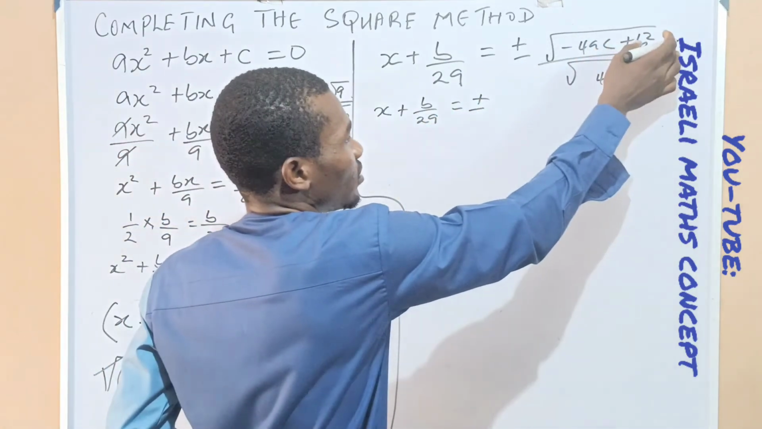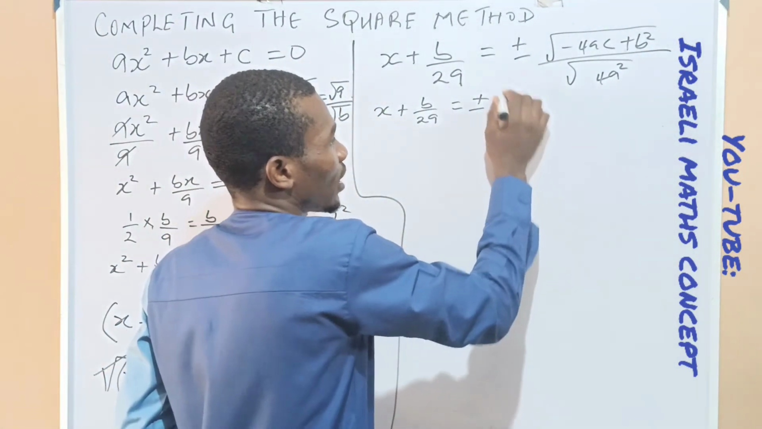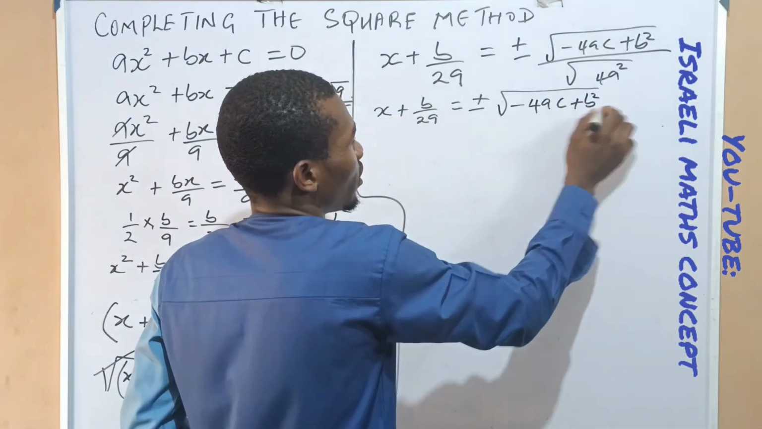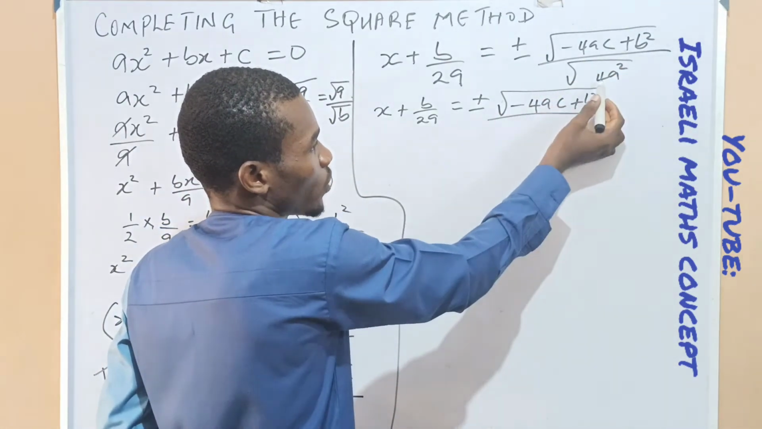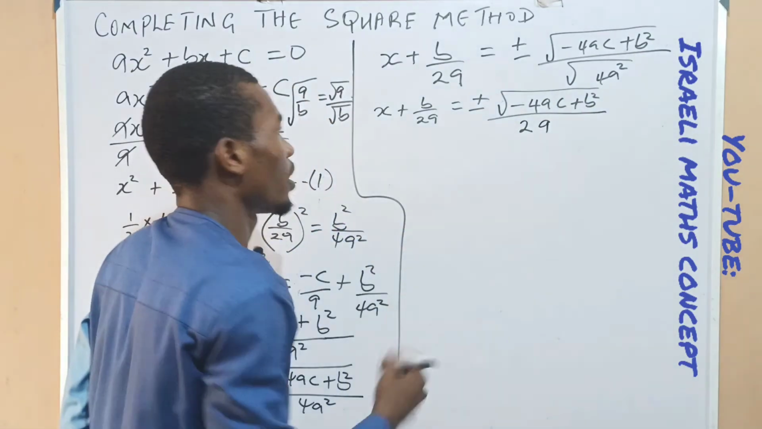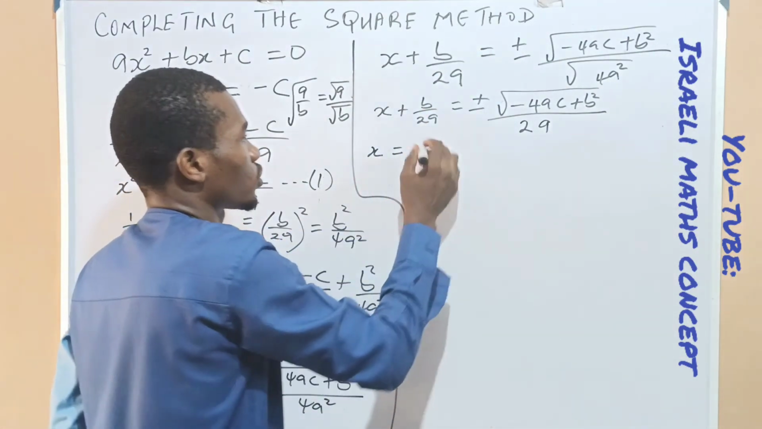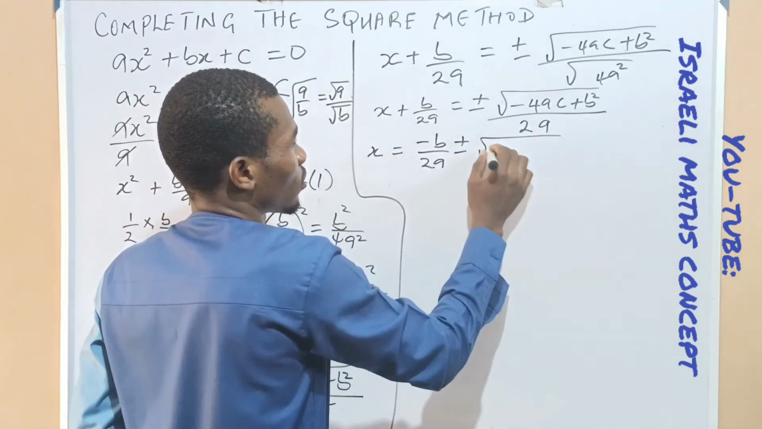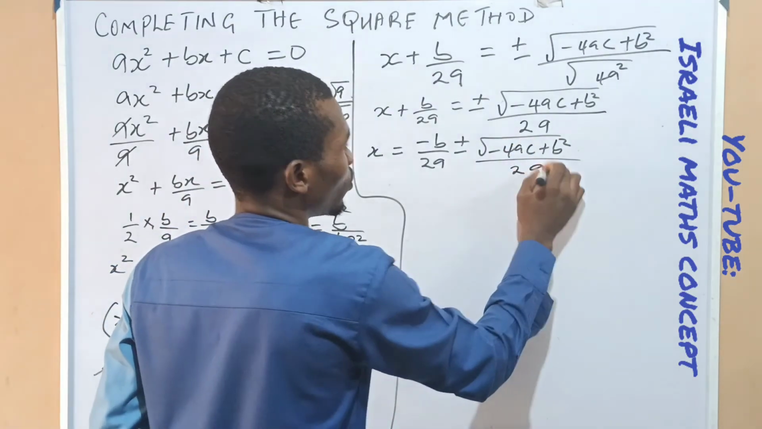We cannot find the square root of this given numerator because it will be difficult for us. Hence, let's allow it to retain its position as negative 4ac plus b squared. But it is more convenient for us to find the square root of the denominator because the square root of 4 is 2 and the square root of a squared is a. Hence, we have x is equal to b over 2a coming to the other side of the equation will be negative b all over 2a plus or minus the square root of negative 4ac plus b squared all over 2a.